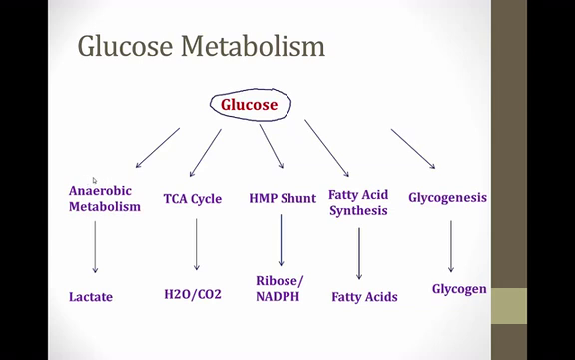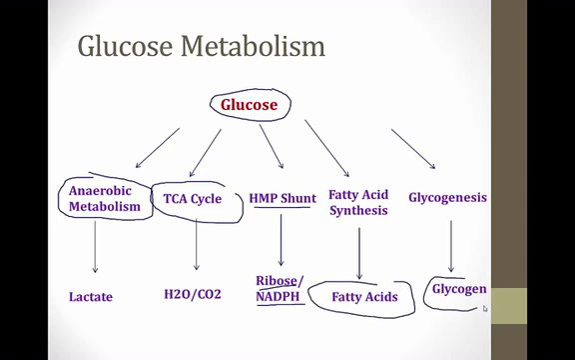So we will talk about using glucose for anaerobic metabolism in the glycolysis module. We'll talk about how it can enter the tricarboxylic acid cycle. It can also be directed to the HMP shunt, which is how we get the ribonucleic acids we need for DNA and RNA. It's also how we get a very important molecule called NADPH. Glucose can be used to make fatty acids, and it can also be converted into glycogen.